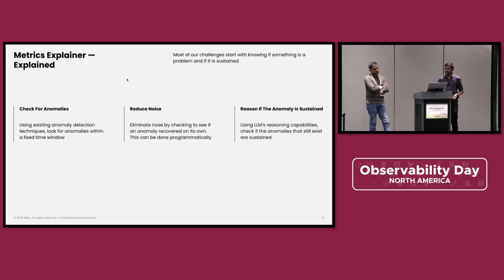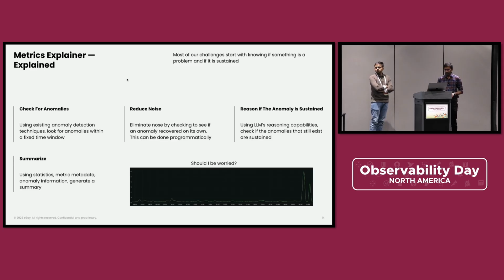Reason if the anomaly is sustained. For anomalies that are closer to the current time window, the last 5 minutes or 10 minutes, those alone we hand off to the LLM to decide: is this anomaly sustained? And then summarize all of this. There are key statistics like min, max, average, anomalies that are resolved, and current anomalies. Take all of these, give them as input to the LLM, and finally get a summary of what was there.